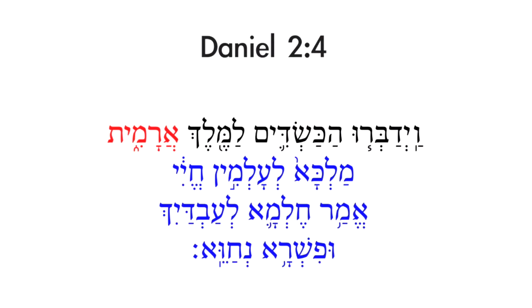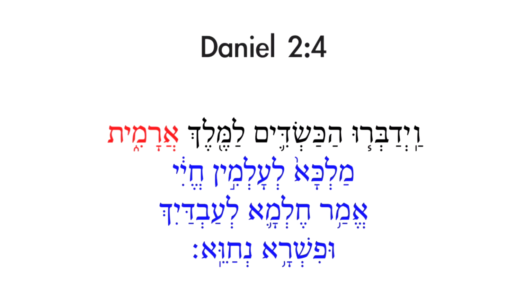Let's take a look at Daniel 2:4 just by way of illustrating this. In Daniel 2:4, you're going to see a number of different things: black text, red text, and blue text. The black and red text represent Hebrew. It is translated, "The Chaldeans spoke to the king Aramith," or Aramaic. That's the Hebrew word for Aramaic. Then you'll see three lines of blue text.